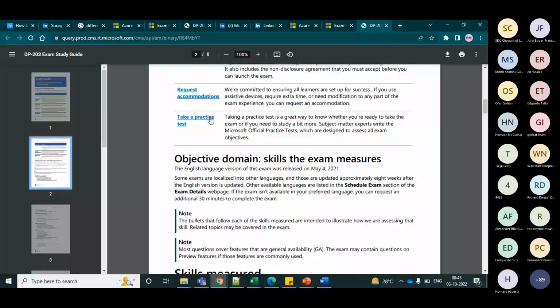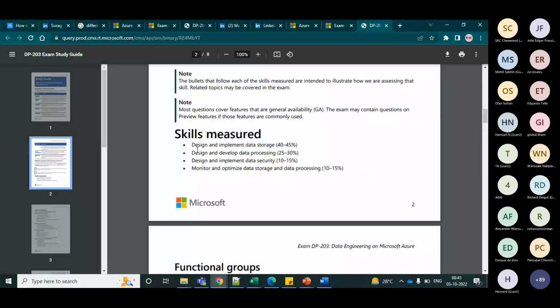Apart from that, what are the skills that are going to be measured? In this DP-203 exam, 40 to 45% of questions will come on the data storage side. Then 25 to 30% of questions will come on the data processing side. Then 10 to 15% on the data security side. And then on the monitoring and optimization solution side, you will get 10 to 15% of questions in your DP-203 exam. And as per that, you can plan.